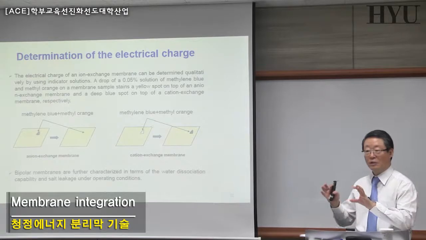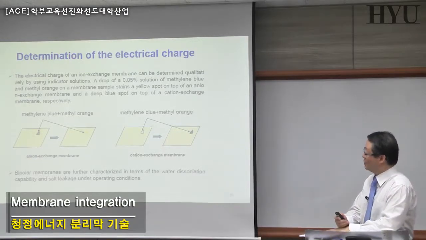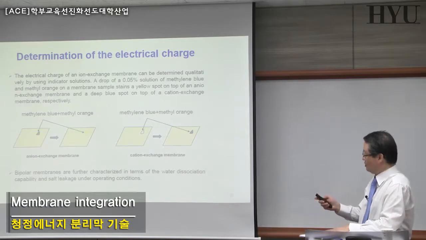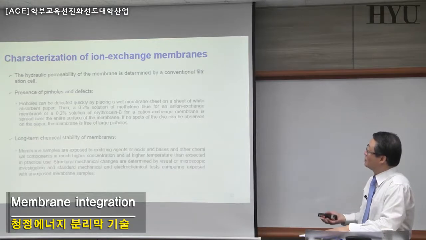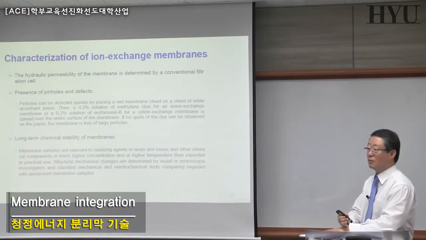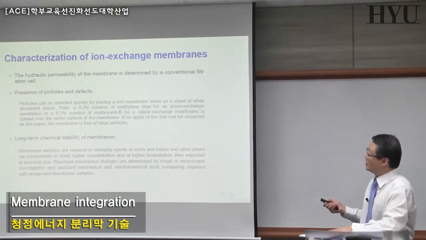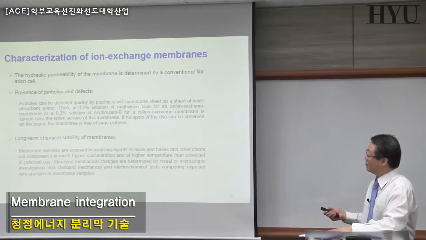So by knowing this way, I think we can qualitatively at least indicate that this membrane may have a charge. Okay? So this is the qualitative determination of the electrical charge. But we can determine the permeability, of course, hydraulic permeability of the membrane, so that the membrane may have filtration capability. What about the defects or pinholes?